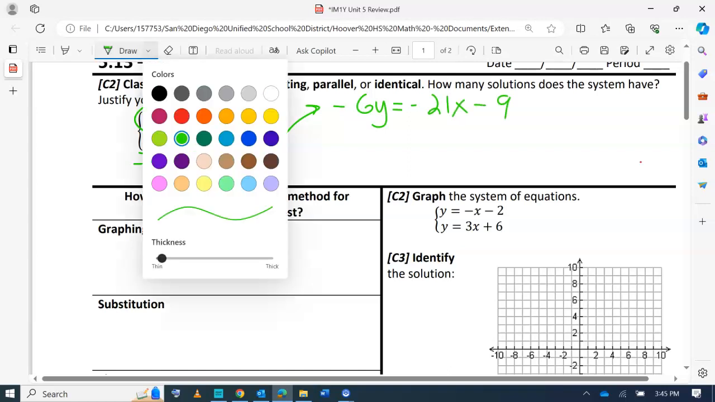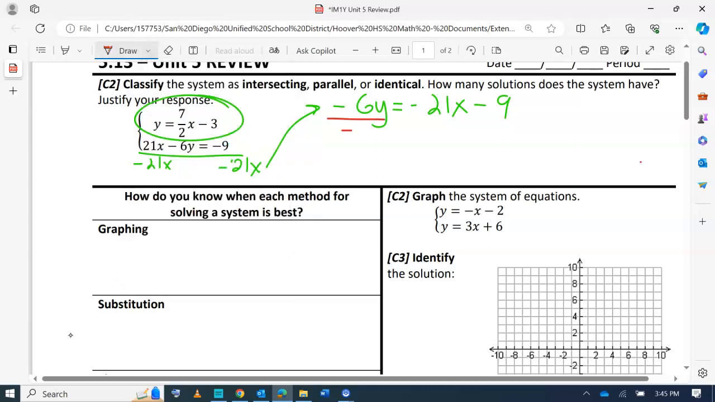And we got to get our y by itself. So we got to divide by this negative 6. So now we have y by itself. Negative 21 over 6. We can divide both by 3. So we get 7 over 2 times x. And then negative 9 divided by negative 6 is positive 3 over 2.